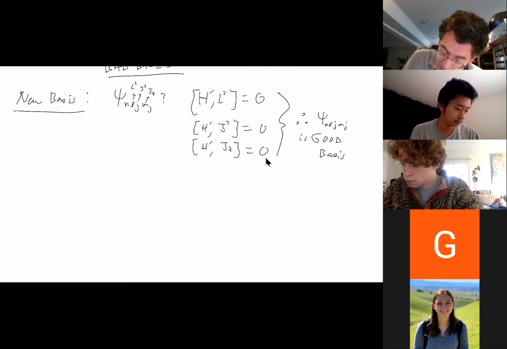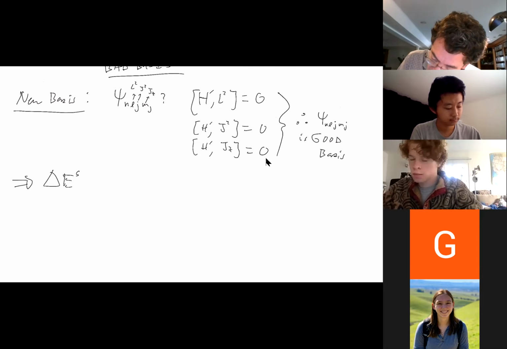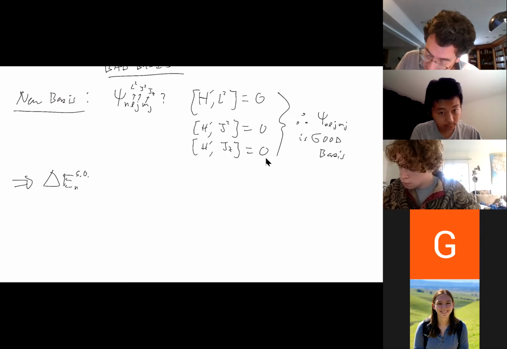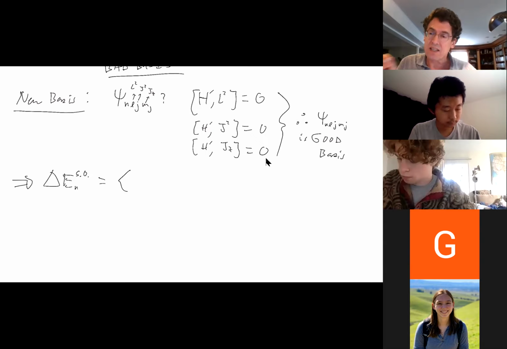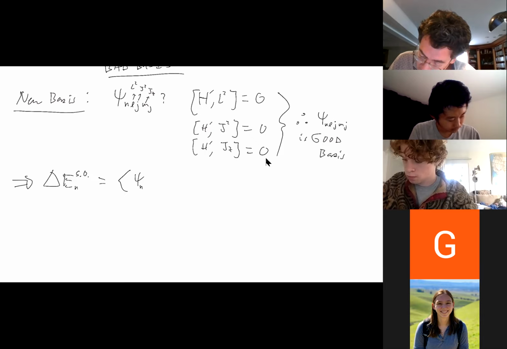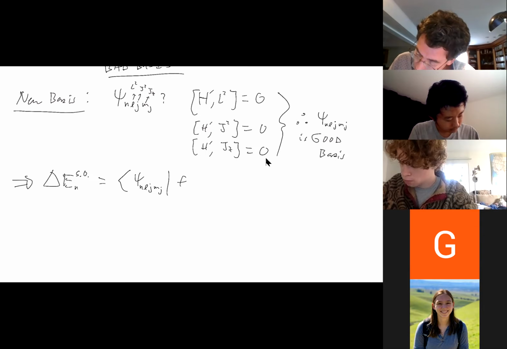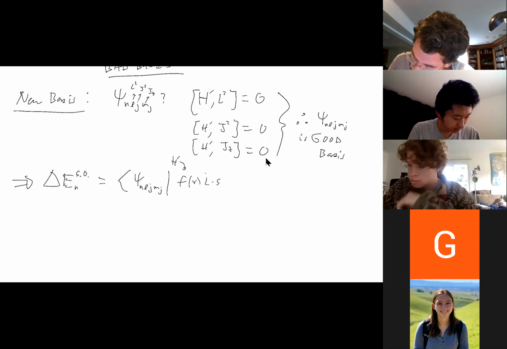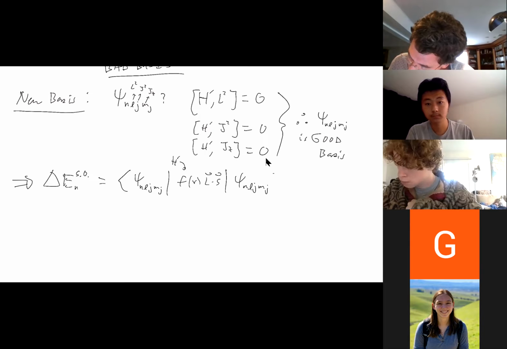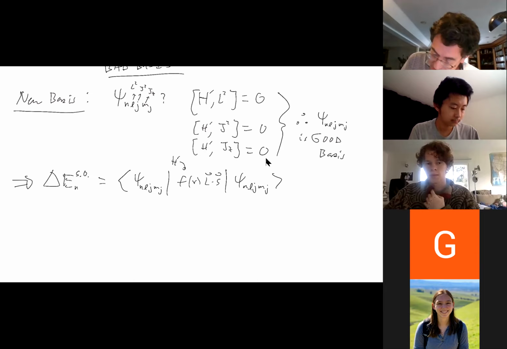That means that delta E, the correction due to spin orbit, SO, for the nth state, we can just calculate using our new good basis. We look at every state indexed by the good basis and find out the energy correction, psi n l j m j, with our H prime in there, which is F of R, L dot S, and we just calculate it. That's our energy correction due to spin orbit coupling. And that's what we were doing last time.